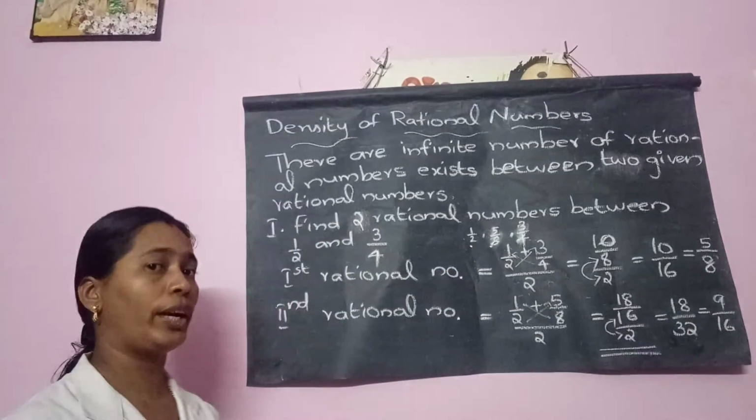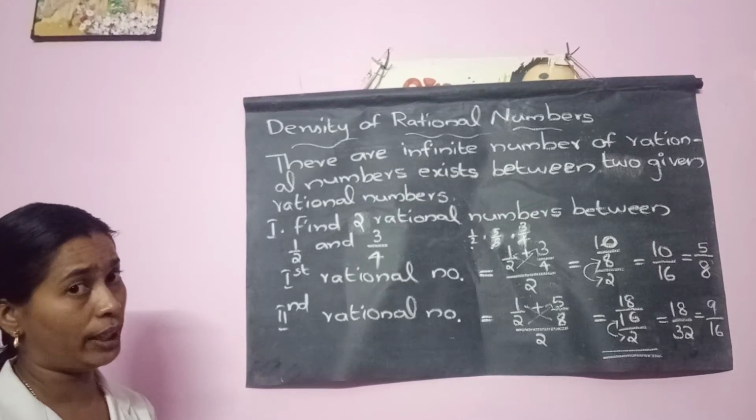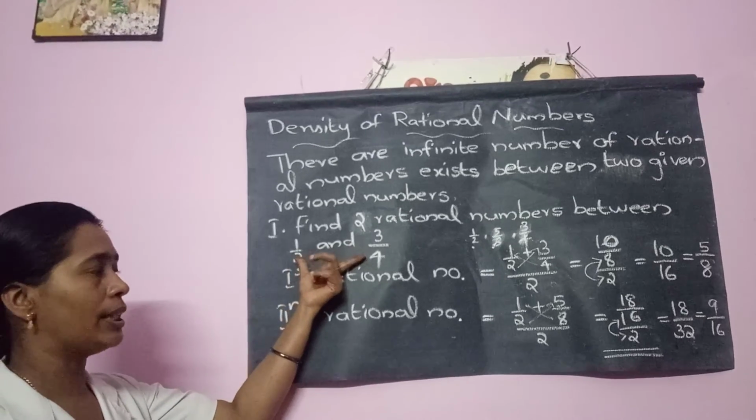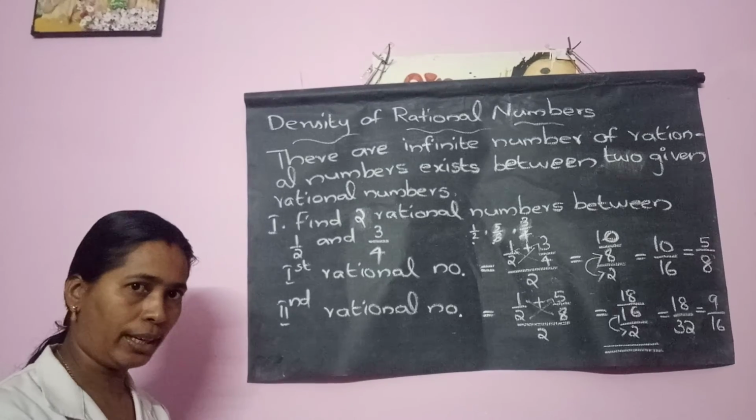And they told you to find only two rational numbers, so ours is finished. What we are doing is taking the given numbers, sum of numbers by 2. Is it okay? Clear?